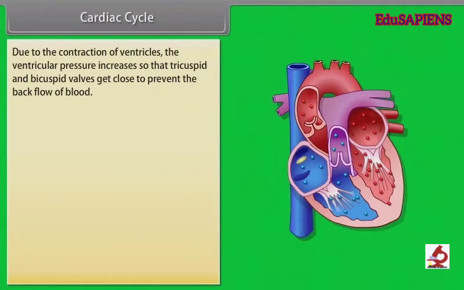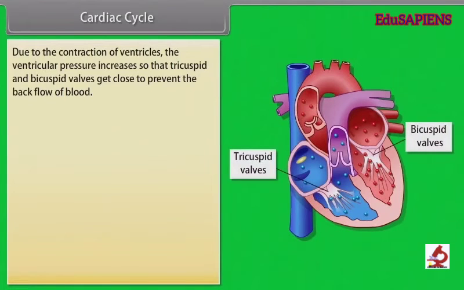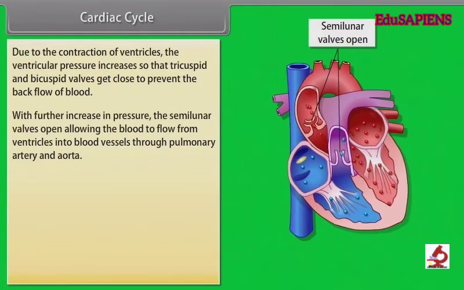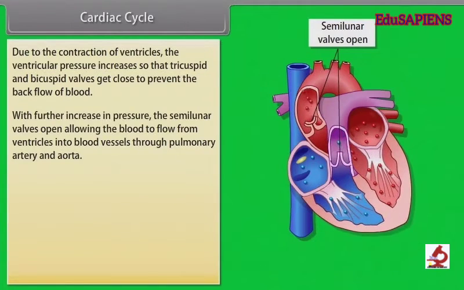Due to the contraction of ventricles, the ventricular pressure increases so that tricuspid and bicuspid valves get closed to prevent the backflow of blood. With further increase in pressure, the semilunar valves open, allowing the blood to flow from ventricles into blood vessels through pulmonary artery and aorta.